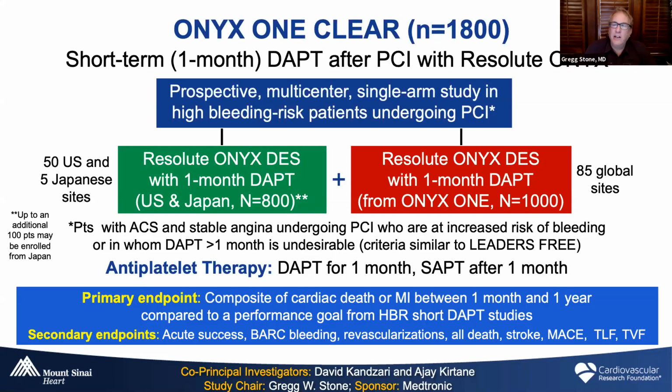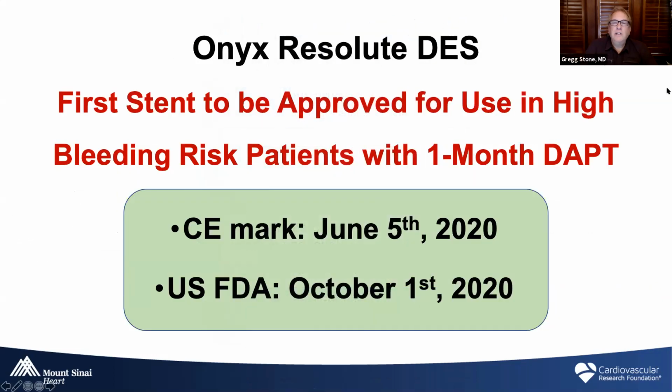For time, I'm not going to go over the results, but the bottom line is the results were excellent. And if anything, the safety and effectiveness outcomes were similar or maybe even slightly better in the additional US and Japanese patients, most of which were from the US, compared to the Onyx 1 randomized trial. So as a result, the Onyx Resolute drug-eluting stent became the first and to date the only stent to be approved for use in high bleeding risk patients with 1 month of DAPT. And it received this CE mark on June 5th of this year.